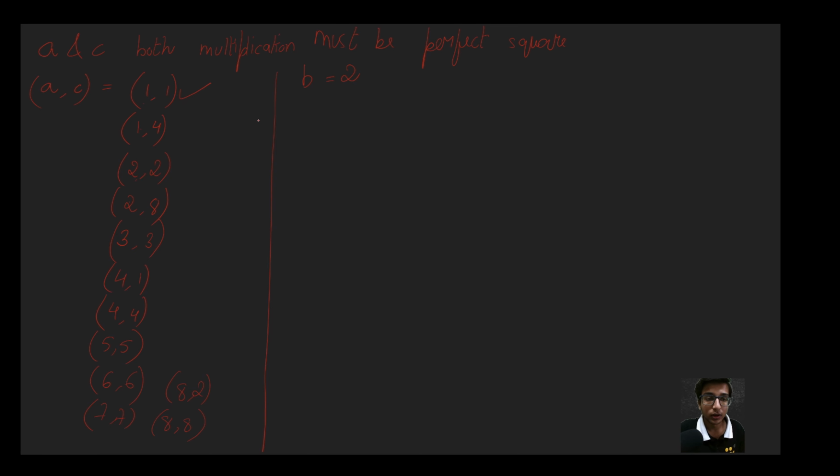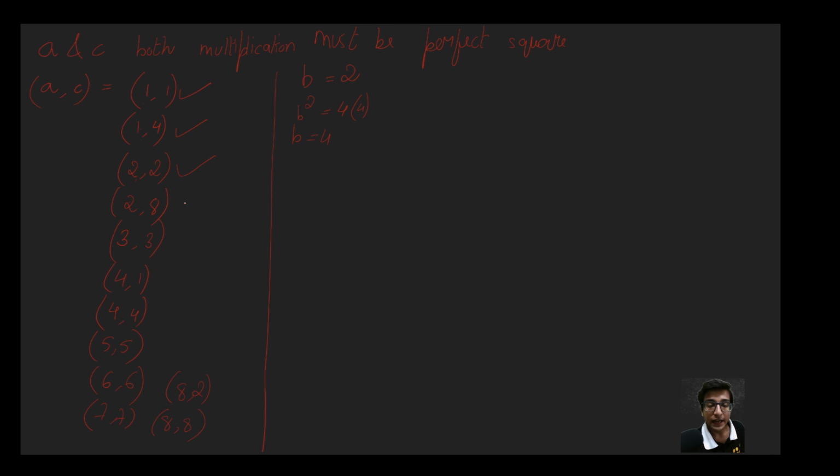For 1 comma 4, we would have b square is equal to 4 into 4. 4 4s are 16, so it is a perfect square. And what would be the value of b in this case? When this is 16, b would also become 4, so this is satisfied. When we have 2 comma 2, again b would be equal to 4, this is also satisfied.